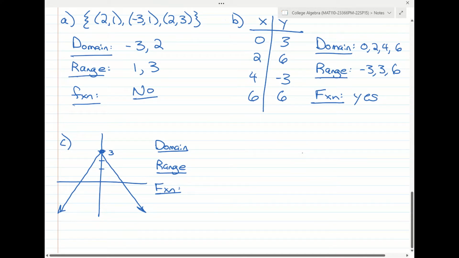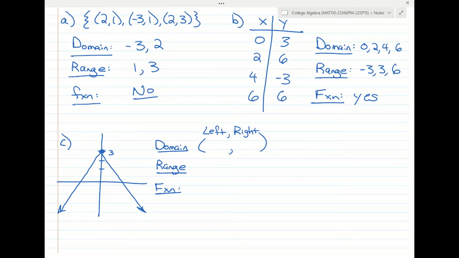Domain means possible x values. So when we're listing the x values, we're really looking to see what's going on the left side and then what's going on the right side of the graph. When you're looking at this graph, it looks like it goes to the left forever, right? It keeps going down and to the left. So on the left side, it's negative infinity. And on the right side, it goes to positive infinity.